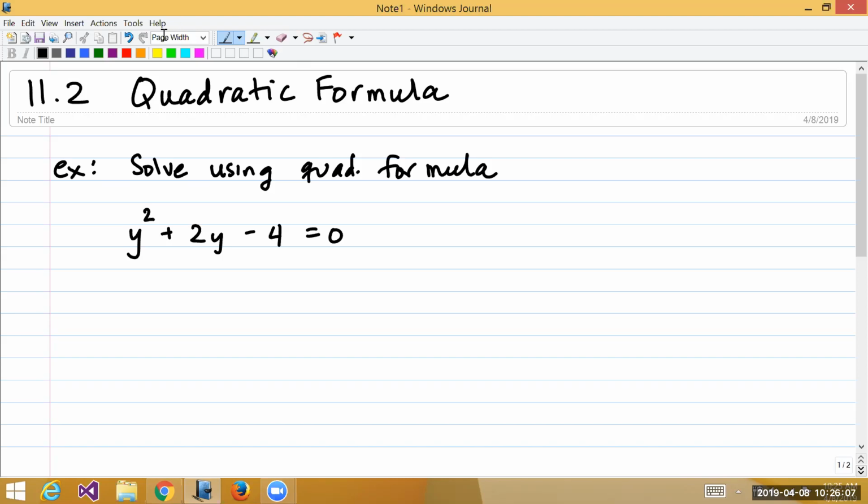Go ahead and write down the quadratic formula on the side here, just so we remember. x equals negative b plus or minus the square root of b squared minus 4ac, that entire quantity over 2a. So a, b, and c are basically the coefficients: a is the coefficient of the squared term, b is the coefficient of the linear term, and c is the constant. So let's go ahead and apply that here.